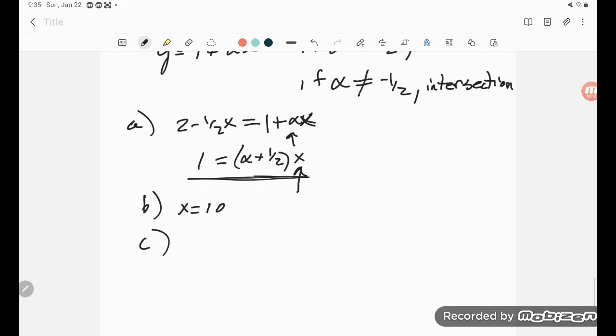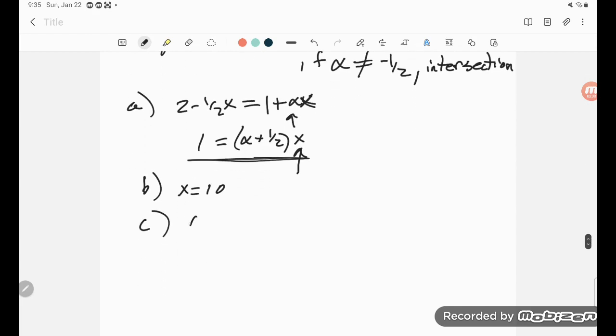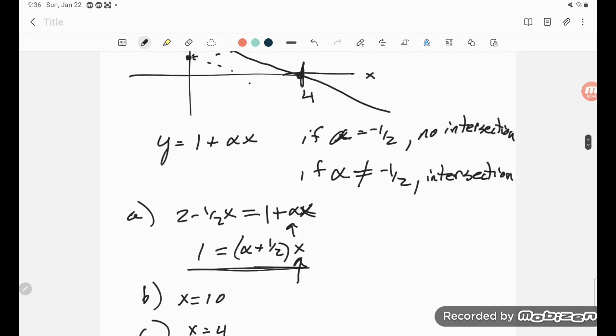And in C, they say so that the intersection point in A lies on the x-axis. Well, looking at this picture, if it's on the x-axis, it'll have to be here at x equals 4. And so, I would just do the same thing I did in B, but with x equals 4. So that gives you a big heads up on 4.2.